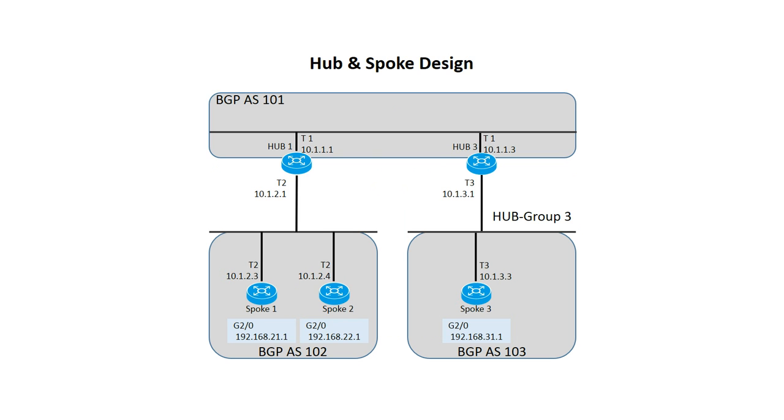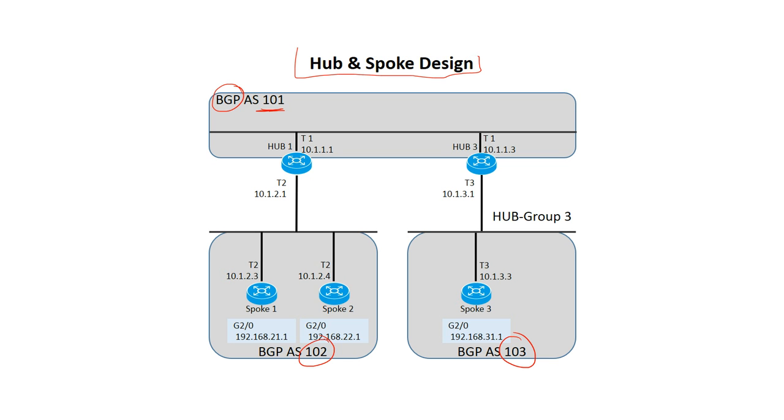With the hub and spoke, how do we know that's a hub and spoke design? Well, I'm going to focus on BGP for now. The key here is, as a design de facto standard, if your hubs are all in the same group, or AS number, group 1, say AS number 101, and your spokes are in unique groups or AS numbers 102 and 103, this would be a hub and spoke design.